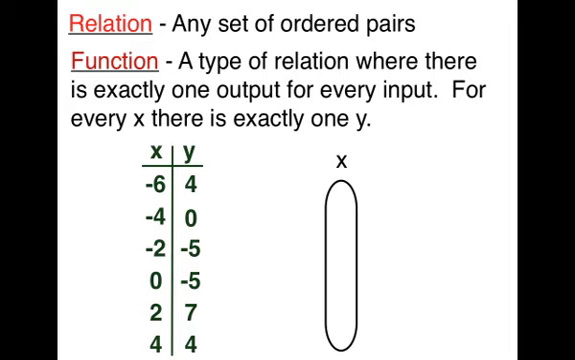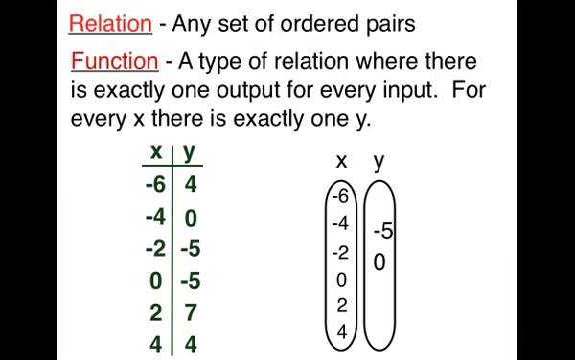Another way of setting this up is with these ovals. I'm not really sure what they're called. I should know, but I forgot. And so we put all the x values and we put all the y values, and we don't repeat them. And you can say, okay, -6 got you 4. -4 is 0. -2 is -5. 0 is also -5. Again, those are two phone numbers calling one person, and that's allowed. 2 is 7, and 4 is 4. So this would be a function.